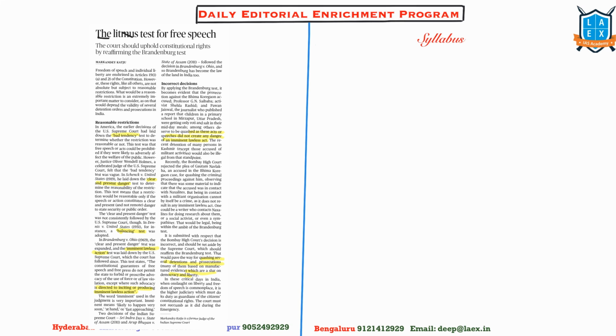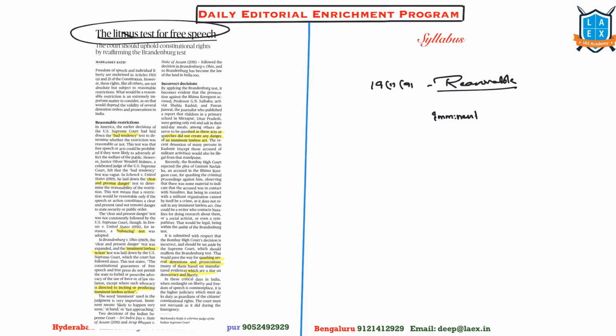Next is the litmus test for free speech. This article is about reasonable restrictions. Whenever you read Article 19(1)(a) of the Constitution, freedom of speech and expression, or any other fundamental rights for that matter, we use this word reasonable restrictions. What is this reasonableness of a restriction? In this context, there are different things which have evolved in the United States of America. Let's not go through all these things. Let us understand imminent lawless action.